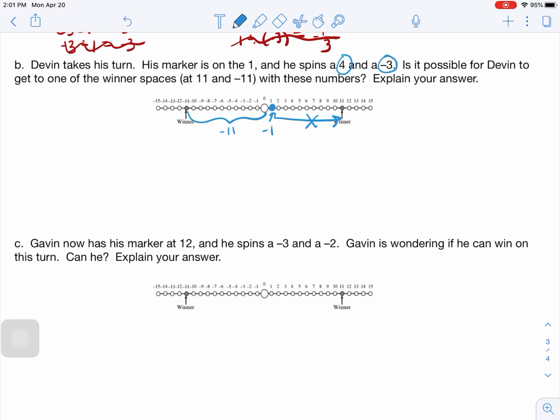Well, I already see a 4 and a -3. And if I know my math facts, I know 4 times 3 is 12, and because one of those is a negative integer, I can then get a -12. So because 4 times -3 will give me negative 12, or you could obviously also say this the other way, since it follows the commutative property. Either way, negative 12 would get me there. So yes, he can win.